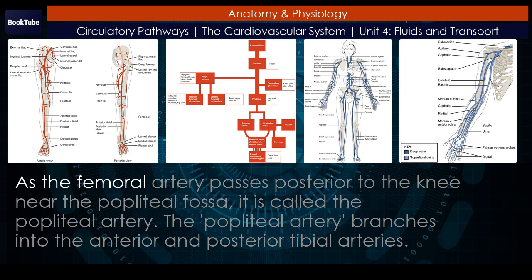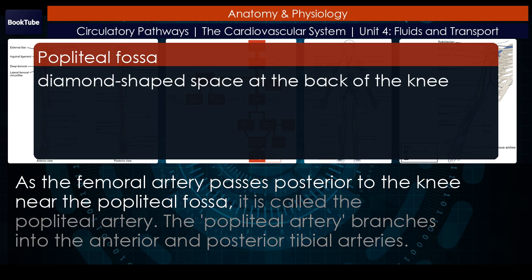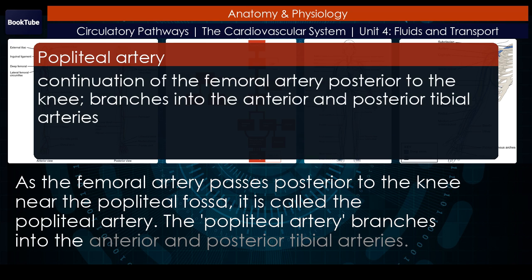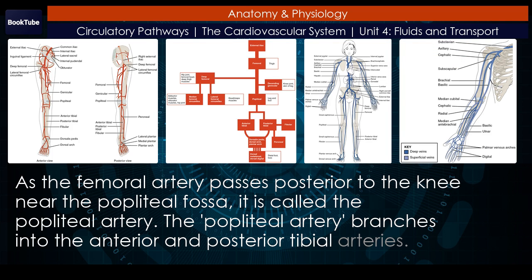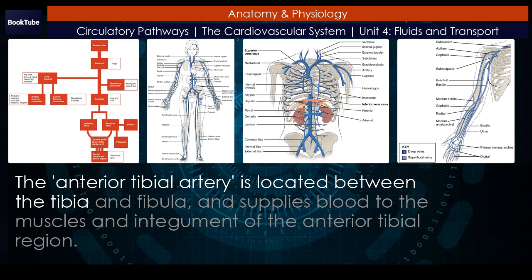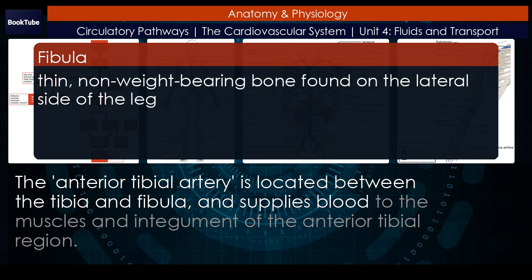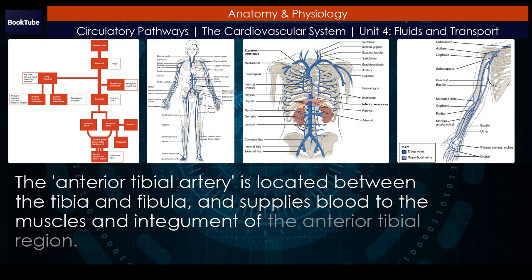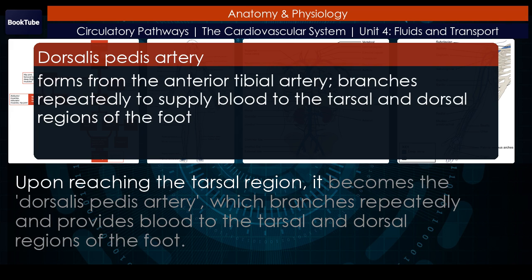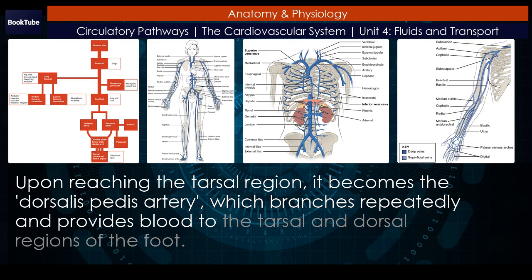As the femoral artery passes posterior to the knee near the popliteal fossa, it is called the popliteal artery. The popliteal artery branches into the anterior and posterior tibial arteries. The anterior tibial artery is located between the tibia and fibula, and supplies blood to the muscles and integument of the anterior tibial region. Upon reaching the tarsal region, it becomes the dorsalis pedis artery, which branches repeatedly and provides blood to the tarsal and dorsal regions of the foot.